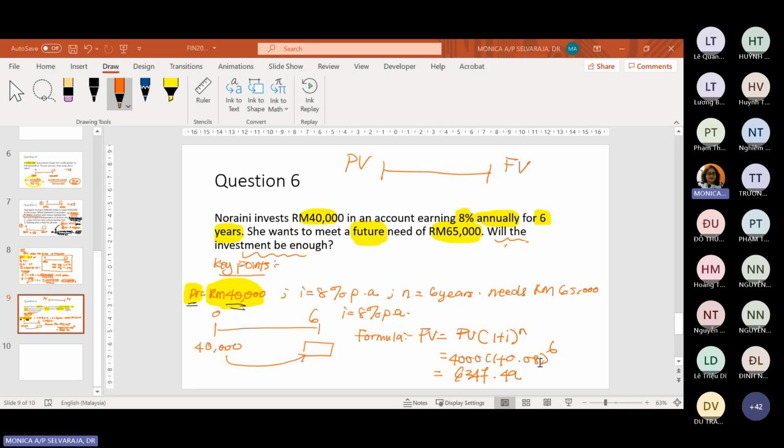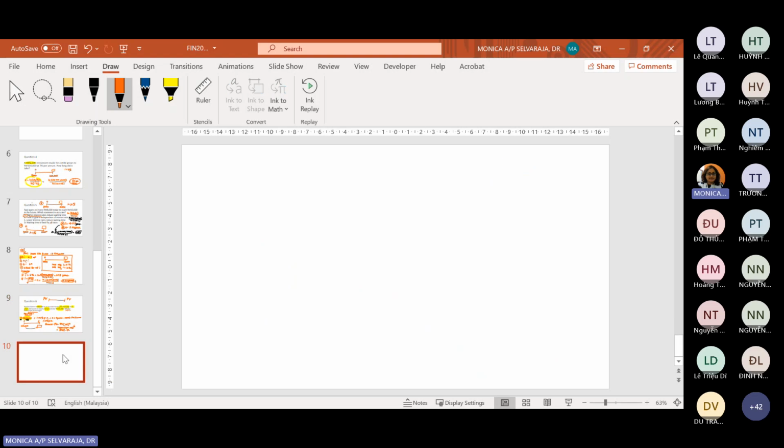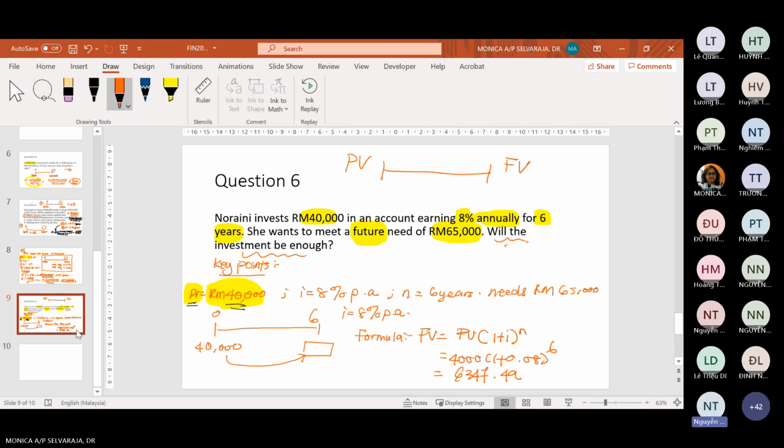This is wrong. Okay. I'm surprised that you're giving me this answer. How do you get that? It's so simple, the calculation. I calculated in present value. If I want to receive 65,000 RM in the future, how much investment do I need to make now?